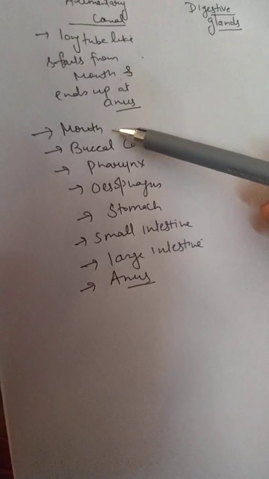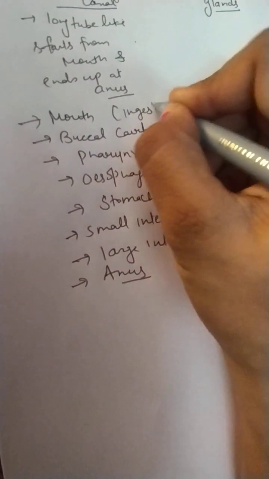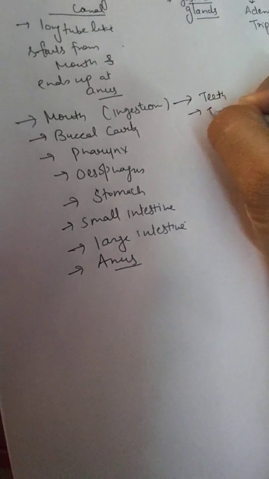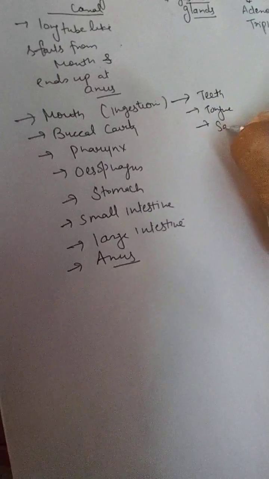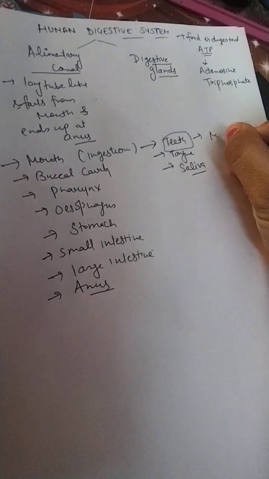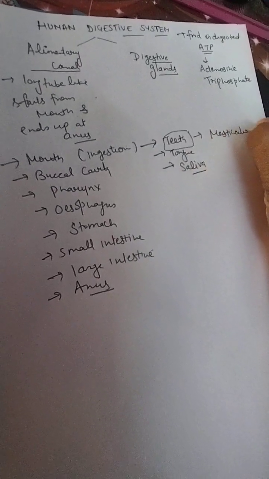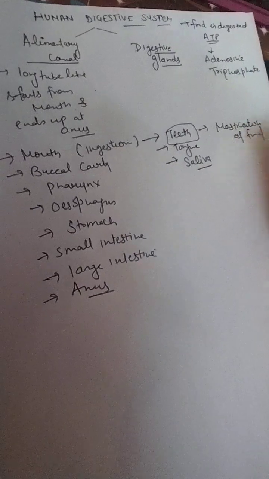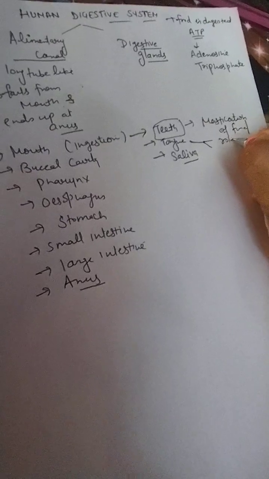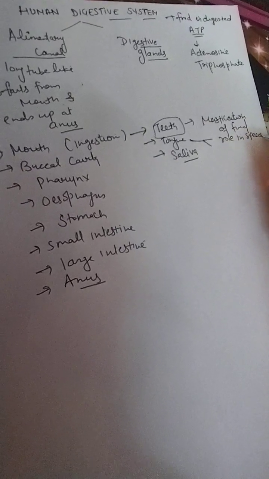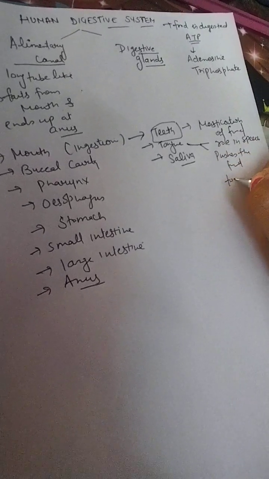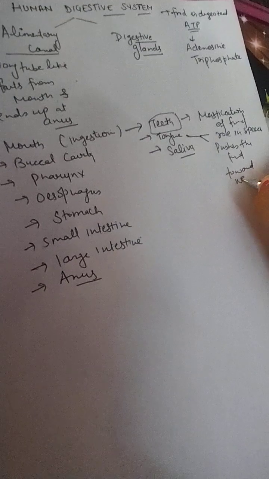Mouth is that part in which the process of ingestion takes place. It includes the teeth, tongue, plus saliva. As we know, the teeth help in the mastication of the food, that is, in the cutting of the food. Tongue performs two basic functions. First, it plays a role in speech. Second, it pushes the food towards the next part of the alimentary canal.